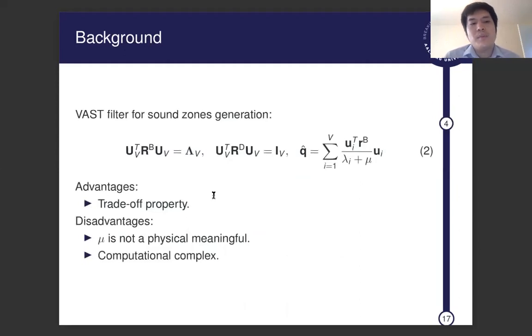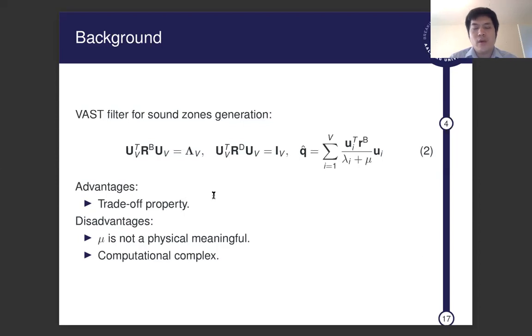There are some traditional approaches for sound zone generation. One of the state-of-the-art approaches is the variable span trade-off filter, which is based on the generalized eigenvalue decomposition. The approach has the trade-off property between the acoustic contrast and the signal distortion, and it consists of the traditional ACC and pressure matching approaches as special cases.